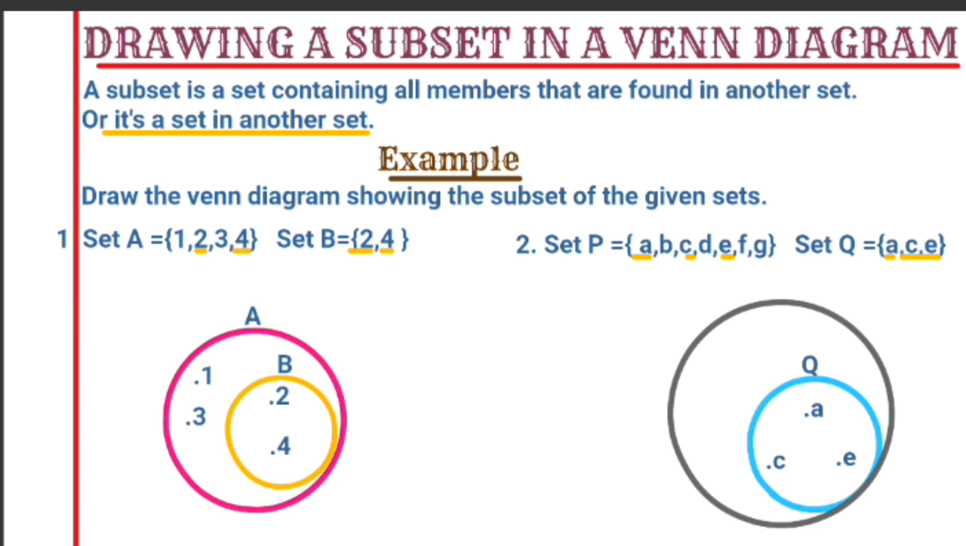In set P, before we identify, let's name the set. So this is set P. Which members belong to set P? B, D, F, G. These belong to set P. In this way, we have drawn the subset of the given sets. We have drawn the Venn diagram correctly, and it's just a matter of marking. So this is how you draw the sets that involve subsets.